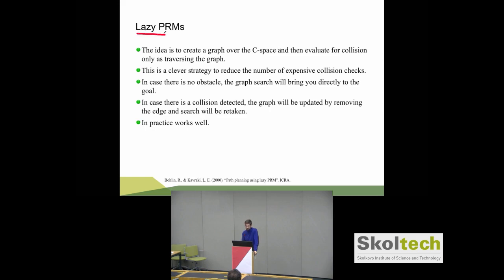So then some researchers came up with this idea of a lazy probabilistic roadmap. And what lazy means is that we create a graph over the C-space with sampling, okay? And then we don't check for collisions all the time. We only check for collisions as we are traversing the graph. So imagine you have your graph, there's no collision, right? In this case, we have this, we have this, we have this, we have this. Okay, something like this.